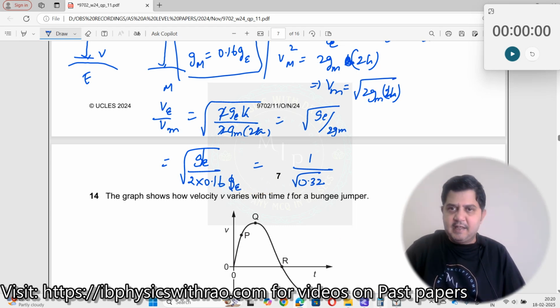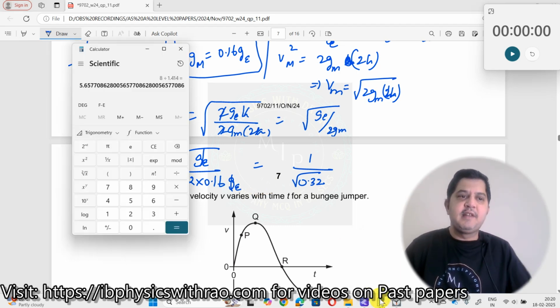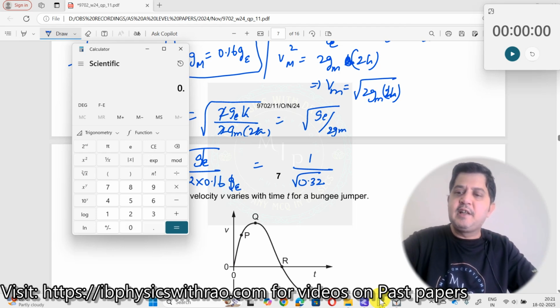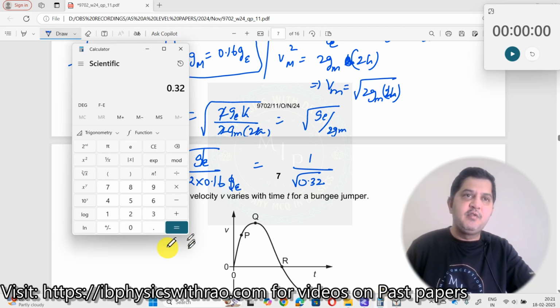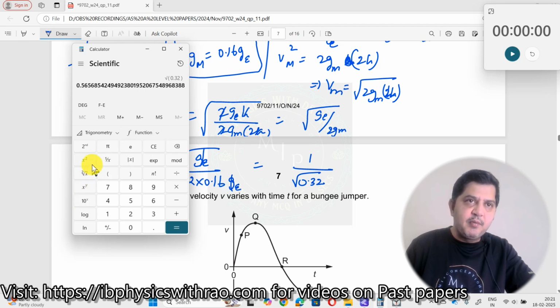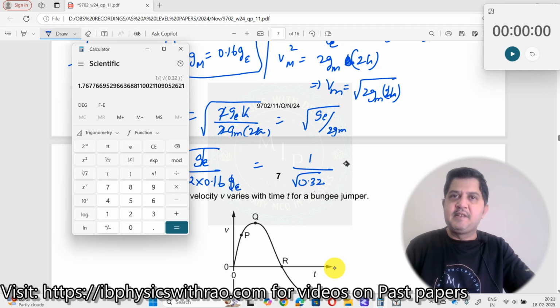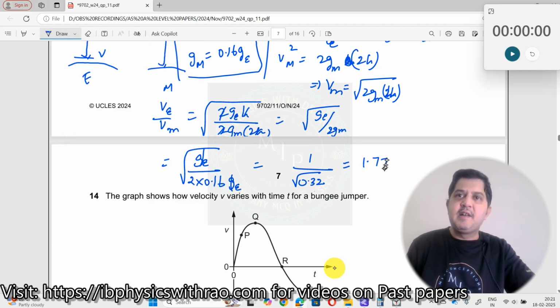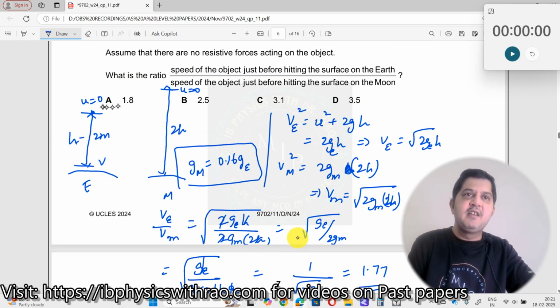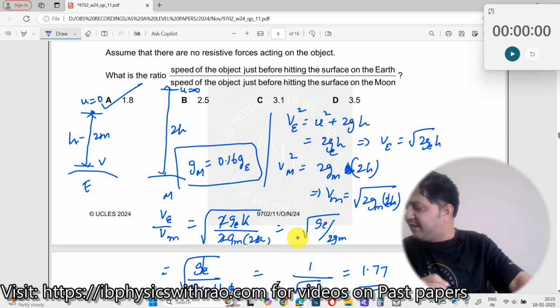Now let us use our calculator to find that value. Root of 0.32. Take the root of this. I get 0.565, and then I need to take the reciprocal. Reciprocal is 1.77, 1.76 or 1.77. 1.77 should be your answer. This has no unit. Let us find which is the closest one. 1.77 is closest to A. Thus, A is the right answer.